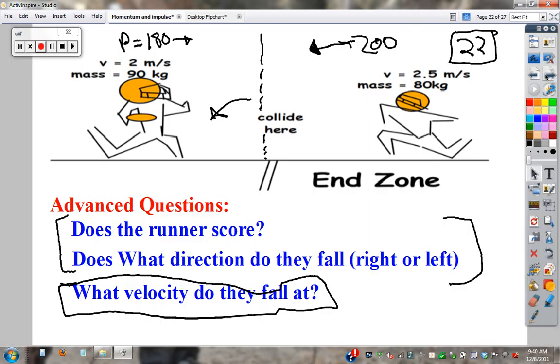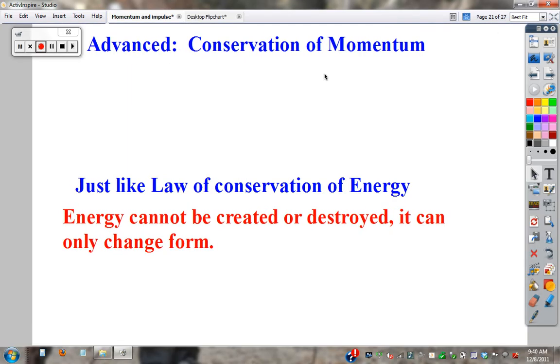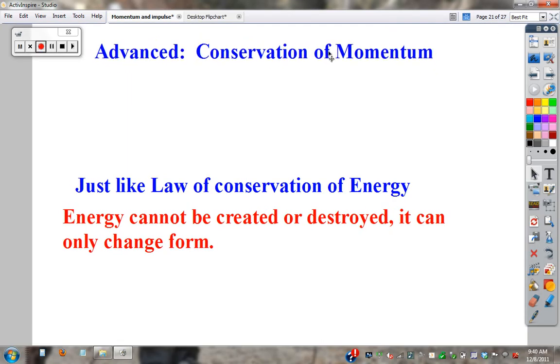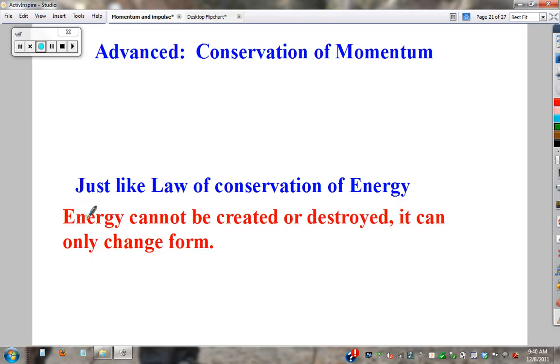But first, let's go through a few things. This is an advanced topic, and it's called conservation of momentum, and it's actually just like the law of conservation of energy. Instead of energy cannot be created or destroyed, it can only change form. Let's review that really quick.